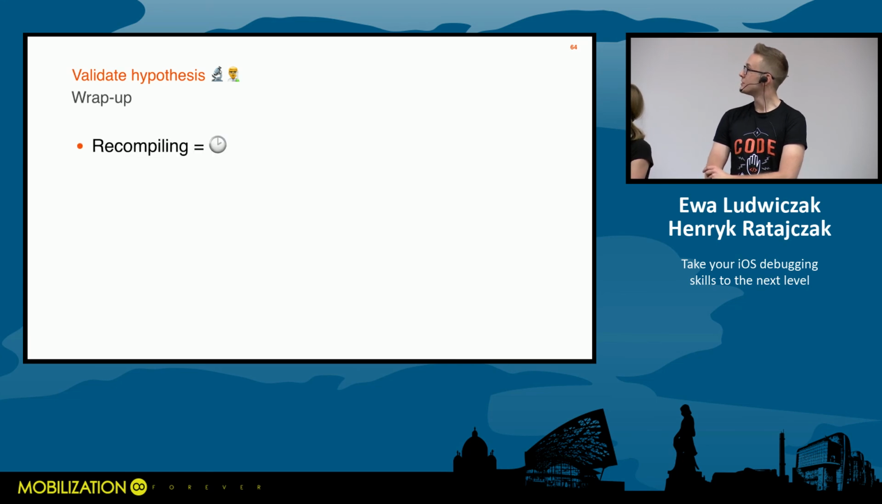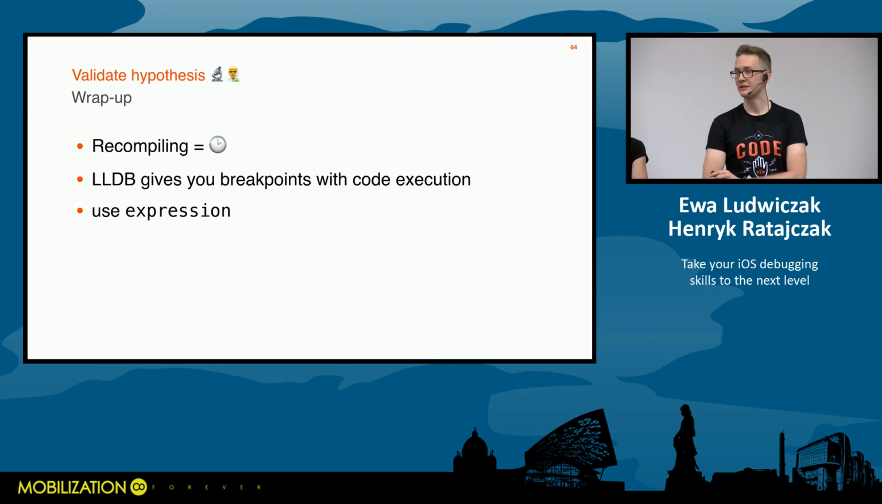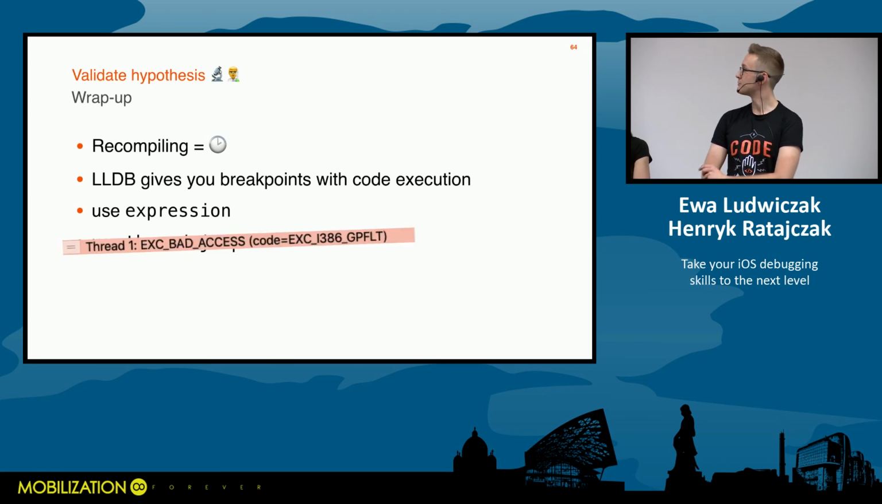So wrapping up this section, recompiling takes time. So remember, you don't always have to do this. Xcode with LLDB provides you breakpoints which execute code. Remember to use expression, which lets you alter the app's state at runtime. Use thread jump to step over code that you don't want to run without recompiling it, but remember it's extremely easy to crash your app if you don't know what you're doing.